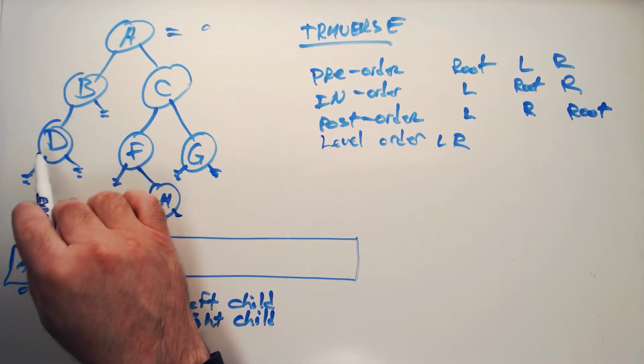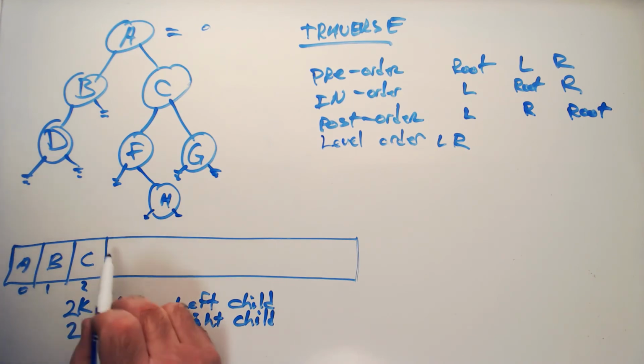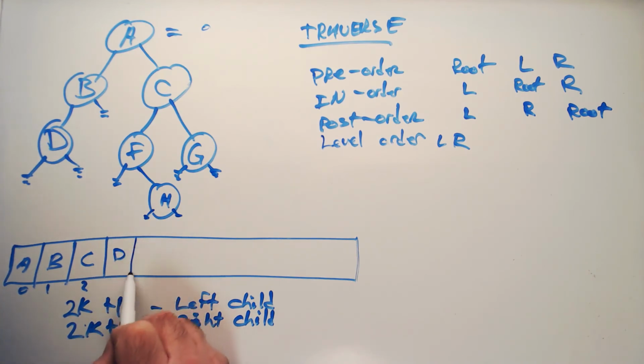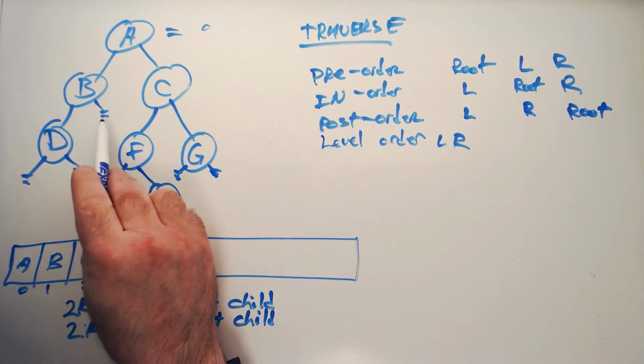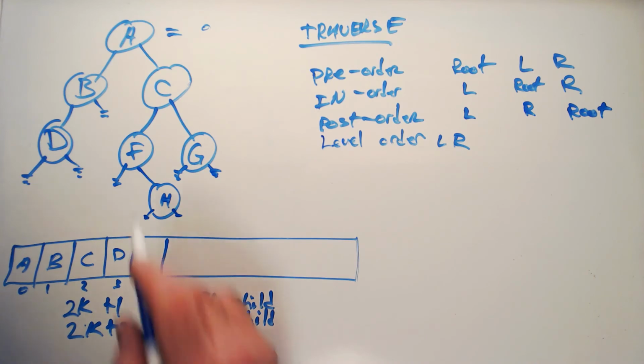Where does D go? Well, D is a left child of B. B is at 1. Left child is 2 times 1, which is 2, plus 1 is 3, so D has to go here. All right? What do I do about this? Well, the right child of B should be stored here, 2 times 1 plus 2. So that's 2 plus 2, which would be at number 4. In this one here, I'm going to leave it blank. There's nothing there. We'll just say there's a null there. I'll put a dot here to remember that I mean to leave that blank. That's just to fill this whole thing out.